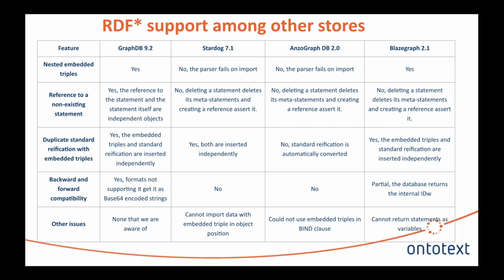In Stardog, this works in absolutely the same way, and they give some tools for conversion as well. Amazon Neptune on its own is internally converting the standard reification, and if you insert something as standard reification, it will become RDF-star. And for BlazeGraph, they also work independently.